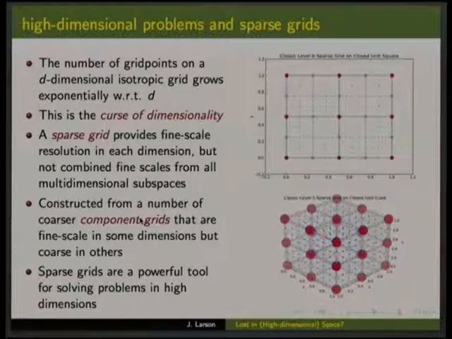Now, there are attempts to try to tackle this in high-dimensional systems. One of the best tools for it is something called a sparse grid. A sparse grid is a mechanism for providing fine-scale detail in each of the individual dimensions and providing some varying degrees of detail in shared multi-dimensional subspaces, but not the complete story. These things typically are constructed from a number of coarser grids that are called component grids, and those have fine scales in some dimensions, coarse scales in others.